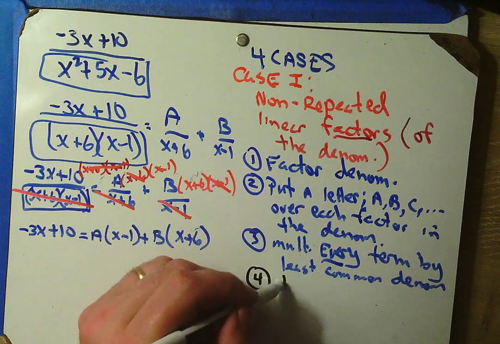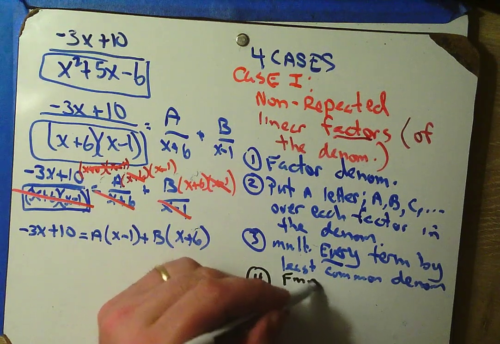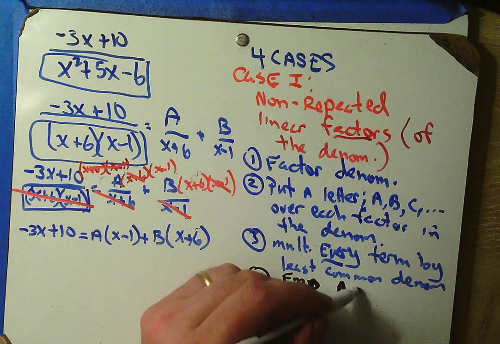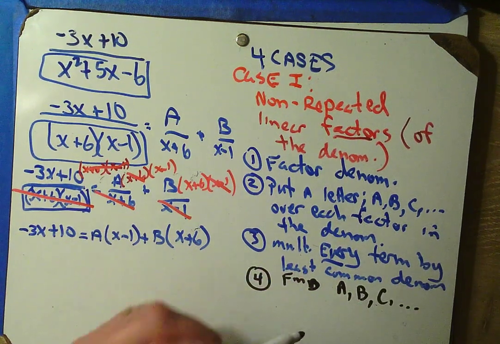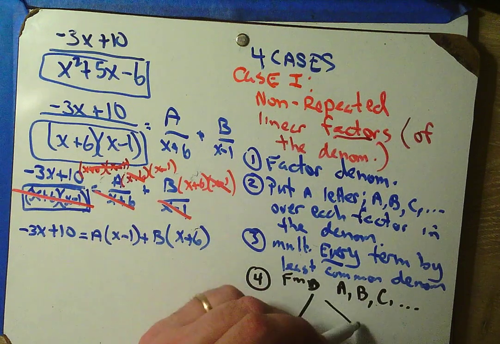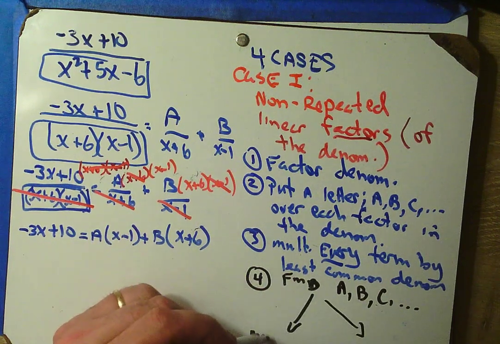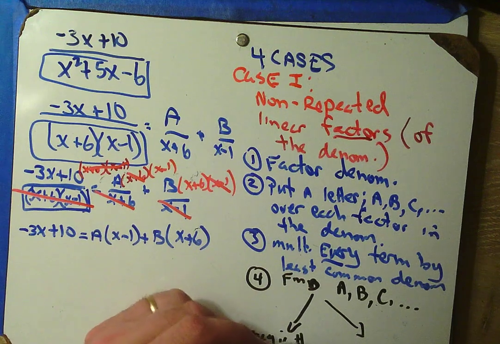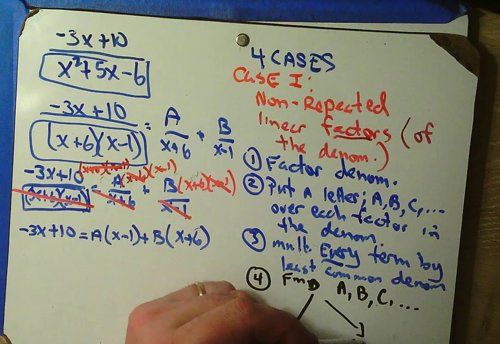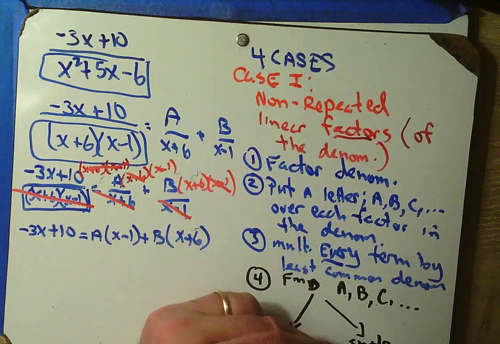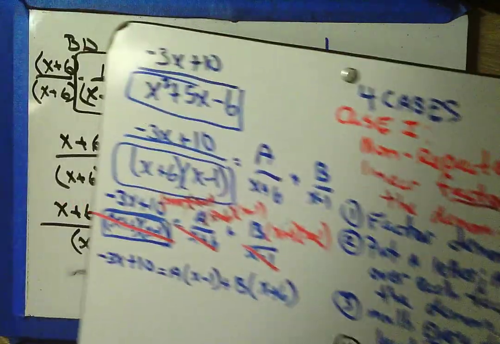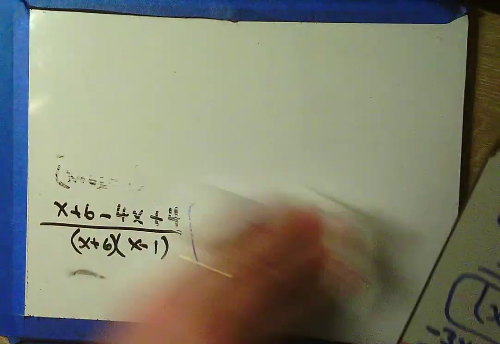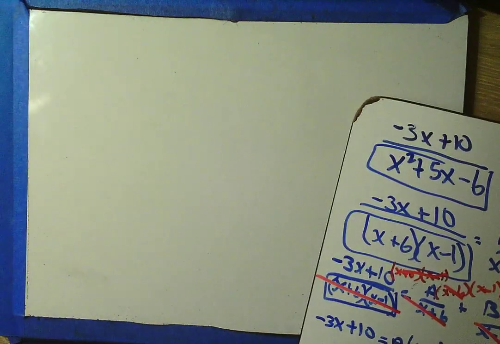Step 4 is going to be find A, B, C, etc. Find our constants. And we've got two ways to do that. We can either use what I call magic numbers, because they make things disappear, or we can use something I call systems. Okay? Let's take a look at using magic numbers and systems to solve this set of coefficients a, b in our problem.